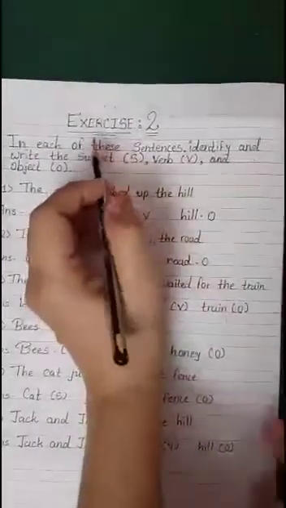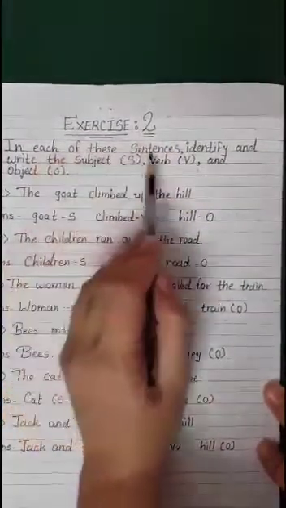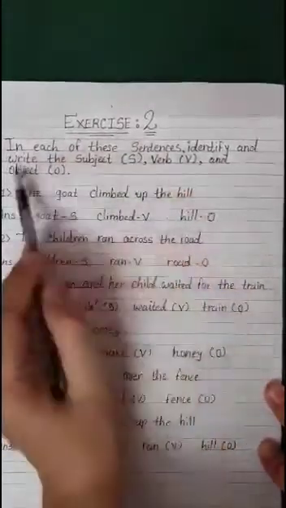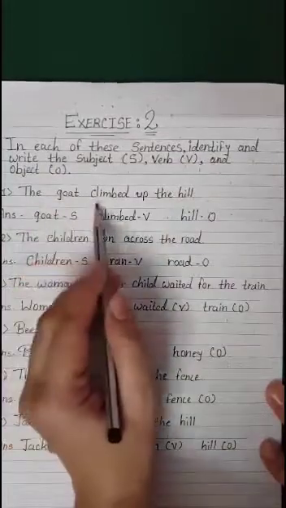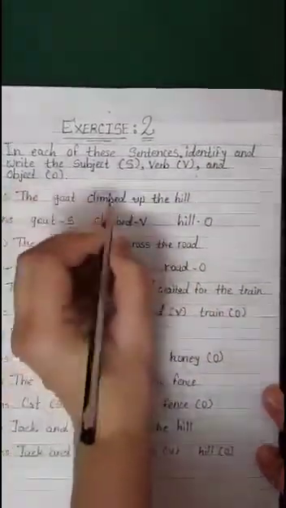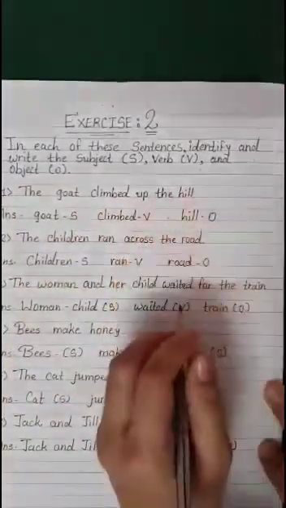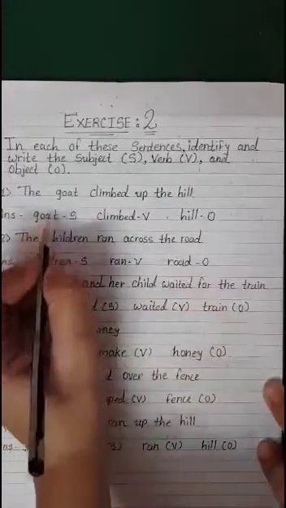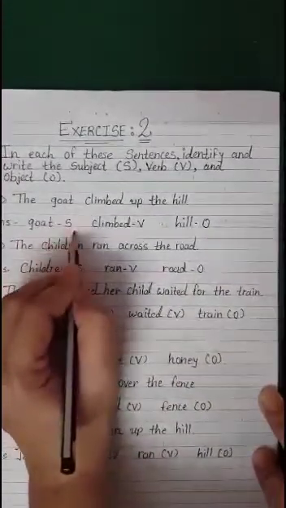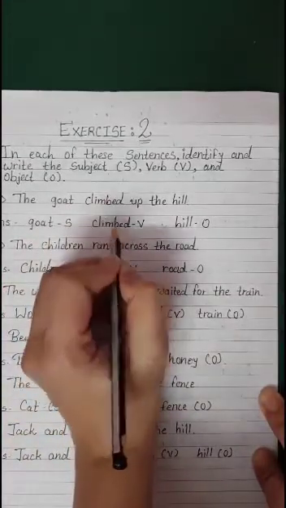Now we are going to exercise 2. In each of these sentences, identify and write the subject, verb and object. The goat climbed up the hill. So here the goat is a subject, climbed is a verb and hill is an object.